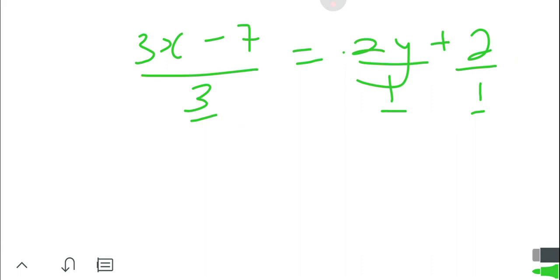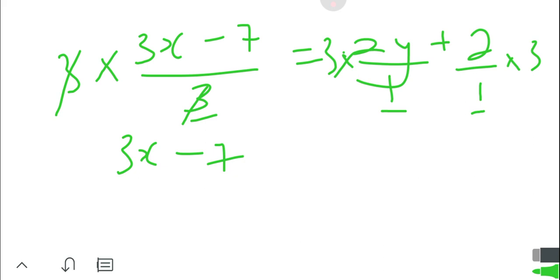So over here, we are going to multiply this side by 3, right? So the LCM we have is 3, this by 3, and this also by 3. So when you get here, this 3 will cancel this 3, right? So you have 3x minus 7 is equal to, so 3 times 2y will give us 6y plus 2 times 3 will give us what? 6. So now you've broken it down to the first step.